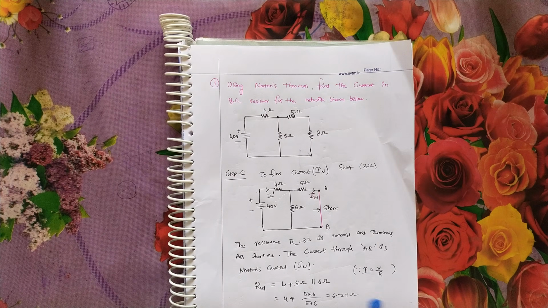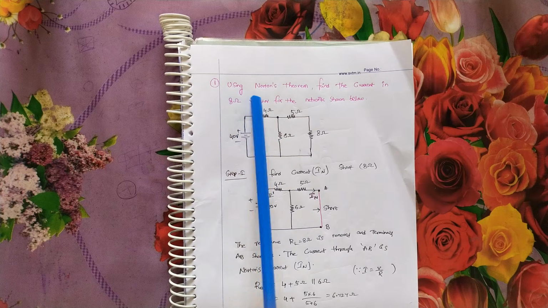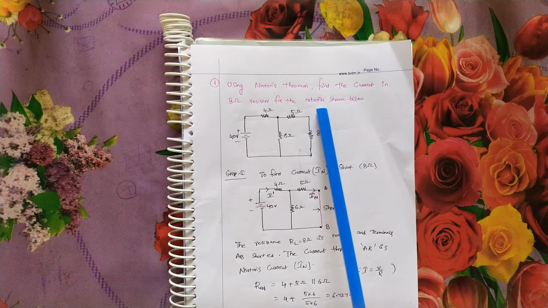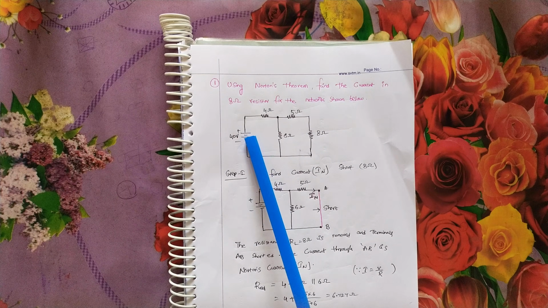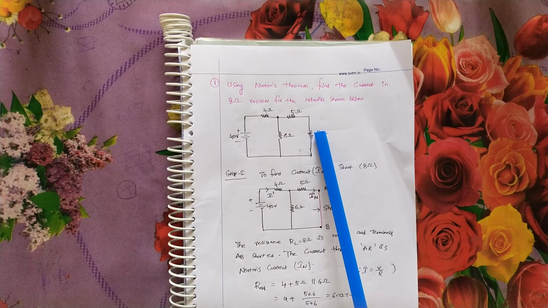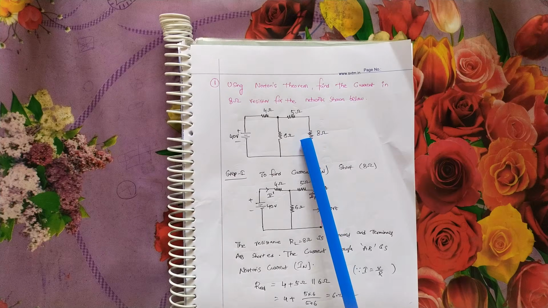Let us consider an example to calculate the current through 8 ohms resistance. The numerical problem is: using Norton's theorem, find the current in 8 ohms resistance for the network shown below. The network has a 40 volt source and 4 ohms, 5 ohms, 6 ohms and 8 ohm resistances. We have to calculate the current through the 8 ohms resistance by using Norton's theorem.